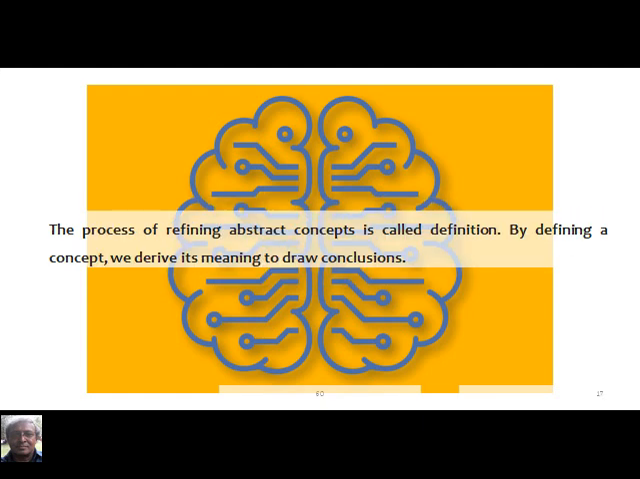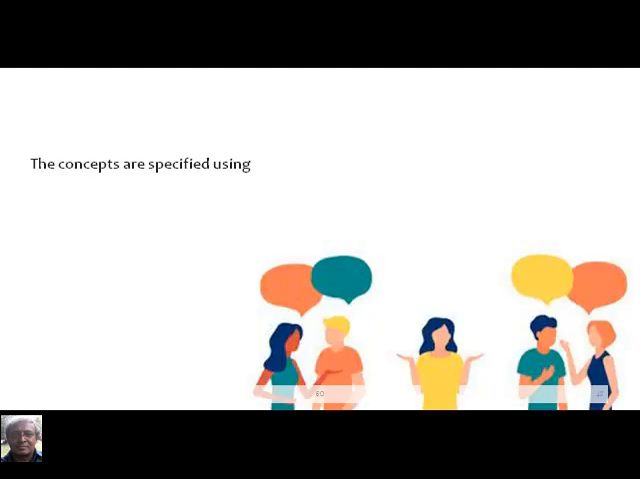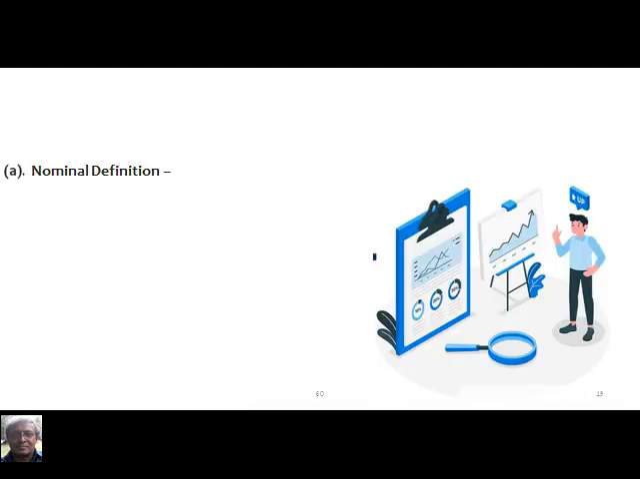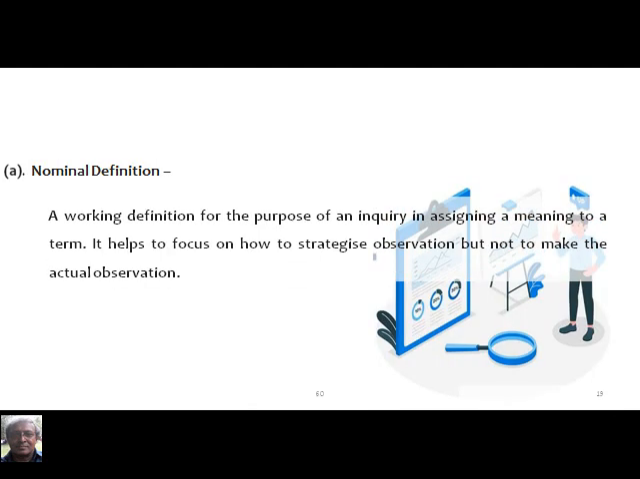The process of refining abstract concepts is called definition. By defining a concept, we derive its meaning to draw conclusions. The concepts are specified using nominal definition, a working definition for the purpose of an inquiry in assigning a meaning to a term. It helps to focus on how to strategize an observation but not to make the actual observation.